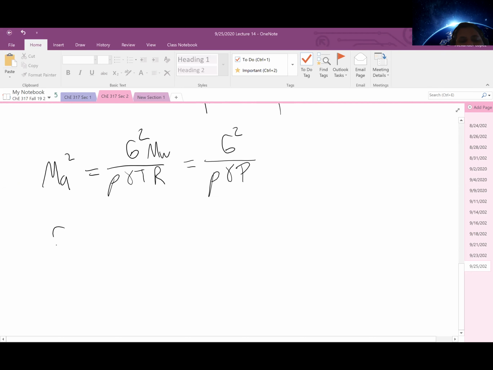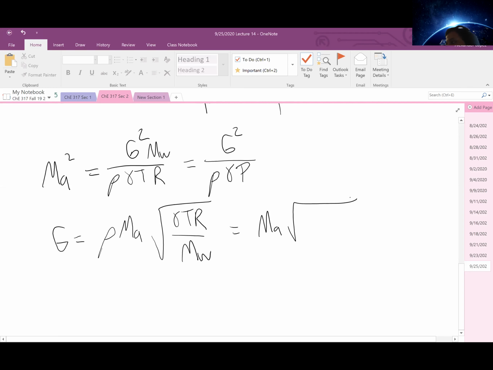And if we rearrange that solving for G, we can say G is equal to rho times Mach number times the square root of gamma TR over molecular weight, which also equals the Mach number times the square root of rho gamma P. And I have a small mistake here. This should be gamma squared, rho squared.